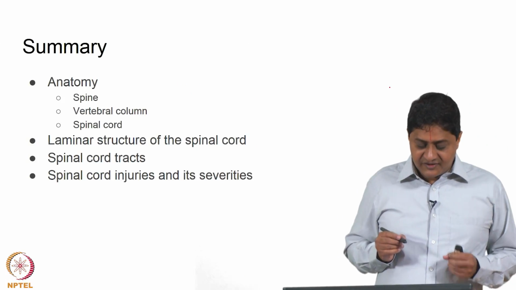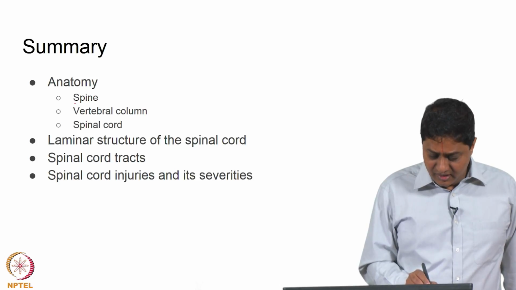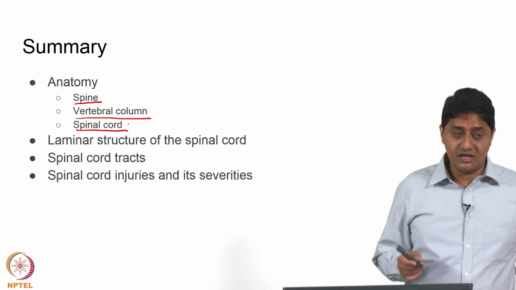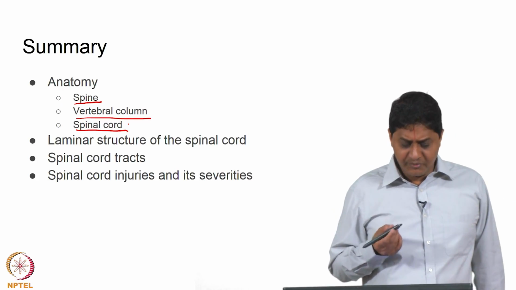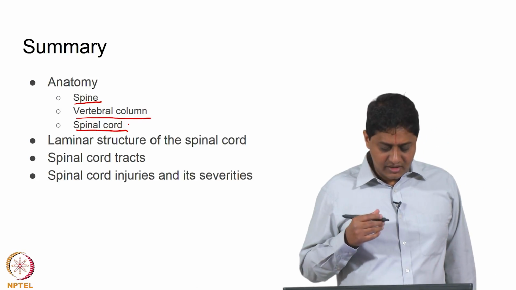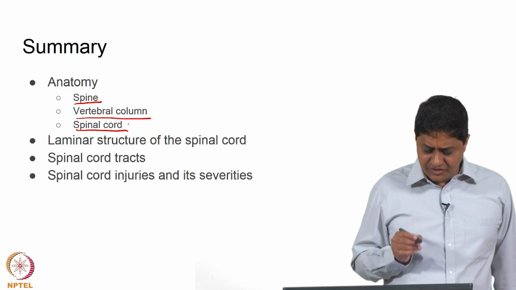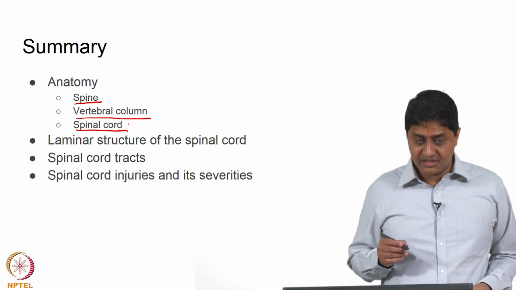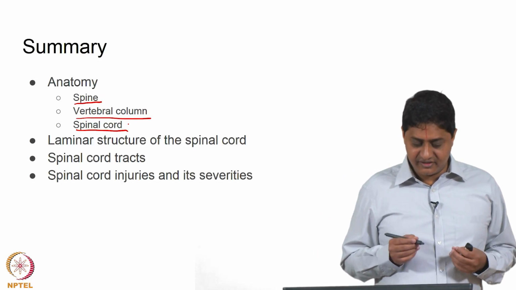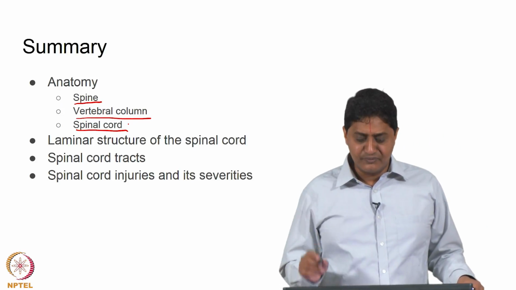So, in summary, what we have seen is in brief a summary of the spine and spinal cord and vertebral column, the difference between a spinal cord and vertebral column, important functions of vertebral column in protecting the spinal cord, the laminar structure of the spinal cord, and what are the various tracts. At least we have introduced the ascending and descending tracts, and what could go wrong in the spinal cord injuries and how severe it can be. So, with this we will stop this class on the spinal cord injuries.